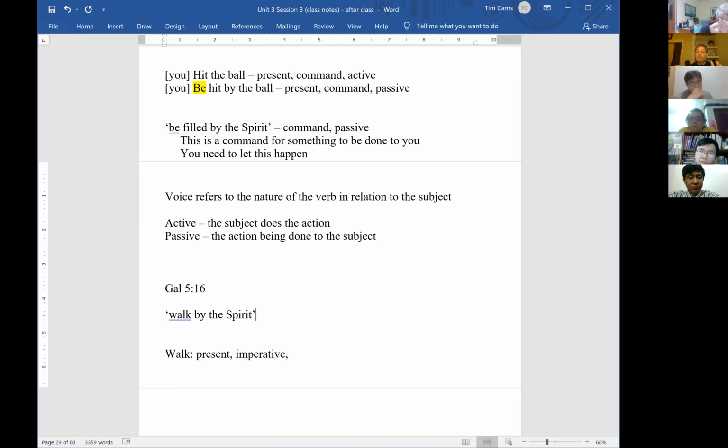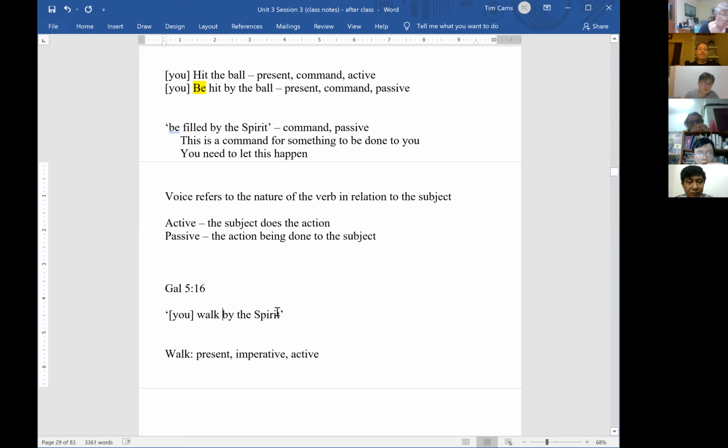Well, just look at the verb. Don't look at the rest of the sentence. We're only concerned about the verb. I see. Walk. Is the subject doing the action or is the action being done to the subject? This time I always say it's active. Yeah. It is. It's active. You're being told to do something, to walk. It's not being done to you. All right? You're doing it.